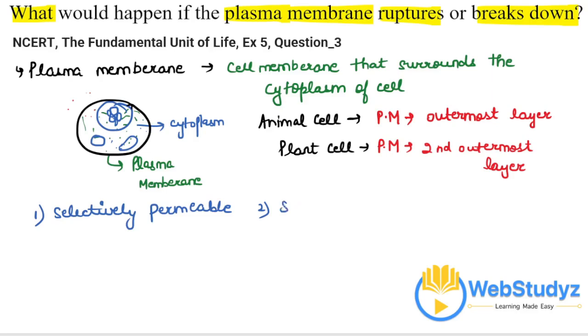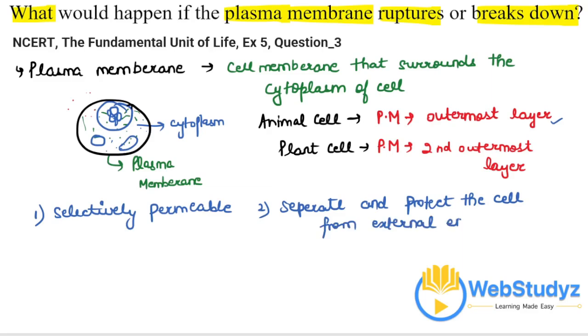So the main function is to separate and protect the cell. If I talk about an animal cell, then this is the protective layer, because inside it is cytoplasm and outside is environment. The protective layer is going to be the plasma membrane only, because it is the outermost layer. So it separates and protects the cell from the external environment. And it is selectively permeable, which means it allows the flow of certain materials inwards and outwards of the cell.